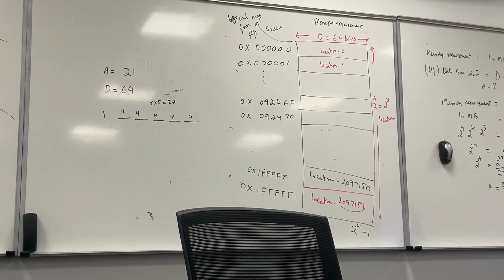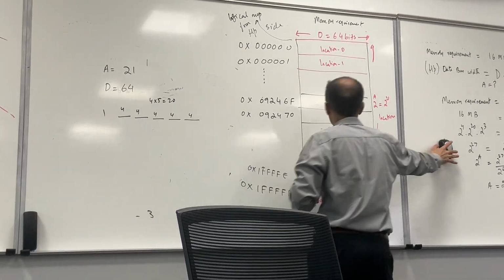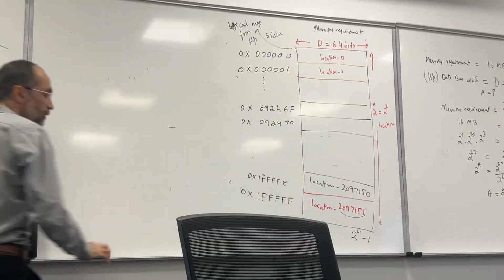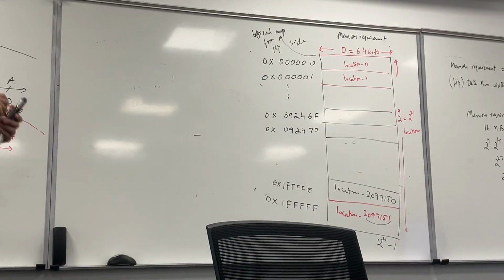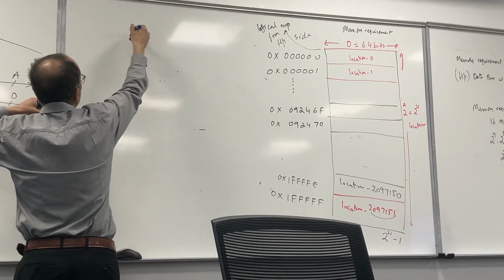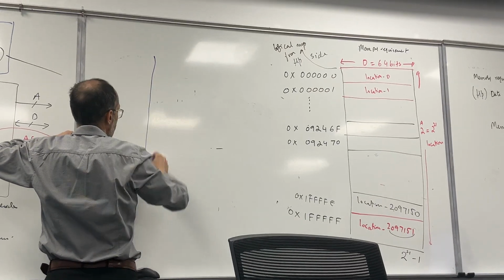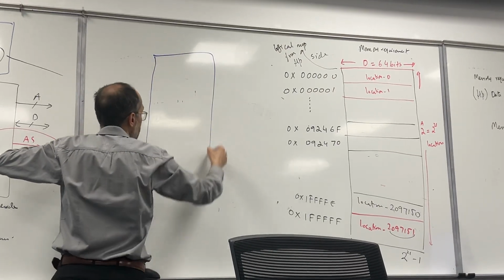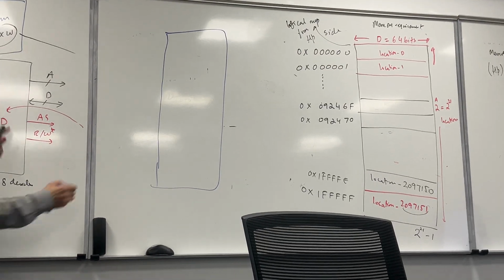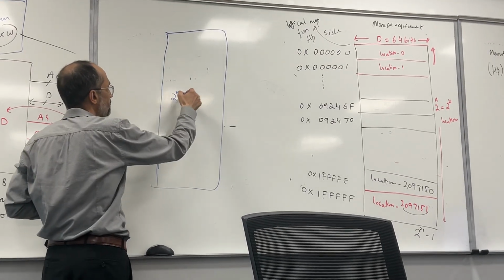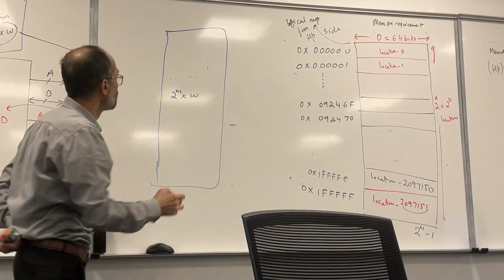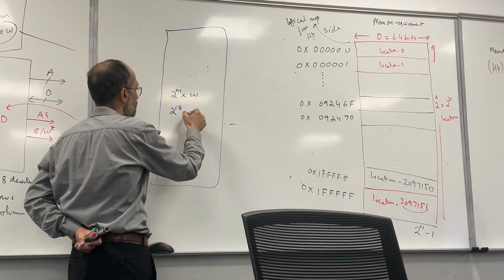If you look at the physical main memory map, it will look like this. The physical main memory map is the blue color. If you look at it, it is actually 2^m cross w. If it is 2^m cross w, what is m here? 2^18 cross 16.